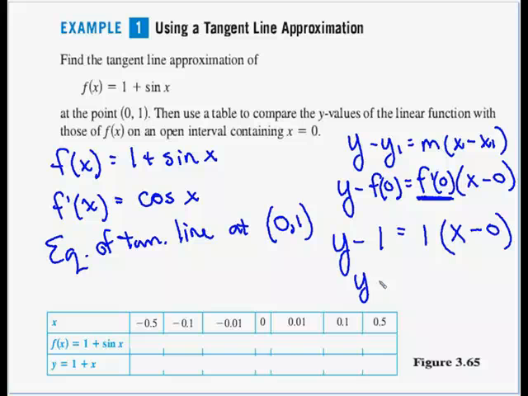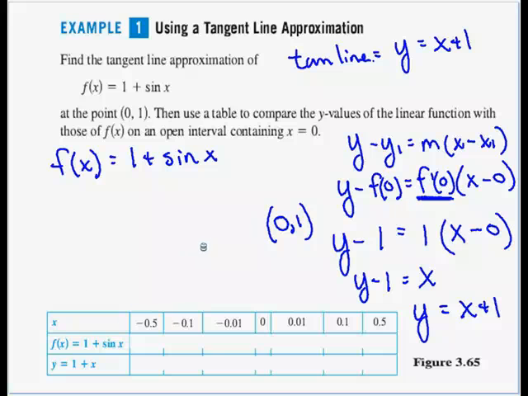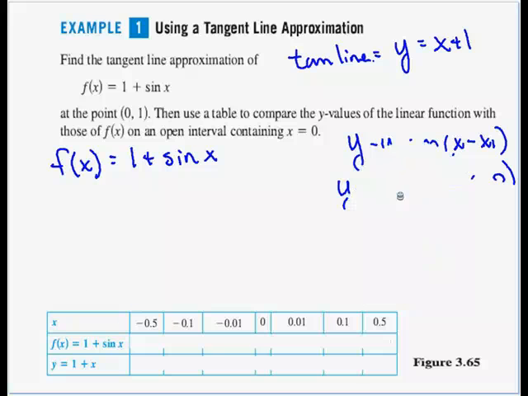And then we have still our point x minus 0. So we have y minus 1 equals 1 times the quantity x minus 0. Well, x minus 0 is just x, times 1 is x. And to get y by itself, we add 1 to both sides. Y equals x plus 1. So our tangent line is y equals x plus 1. So what can we get rid of? Let's get rid of this.